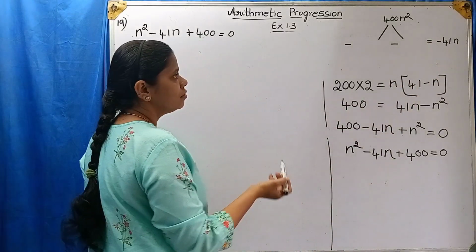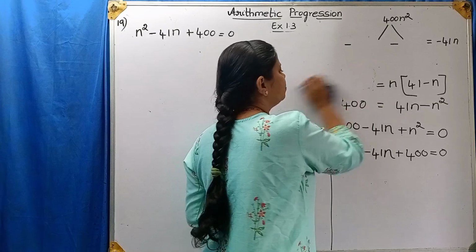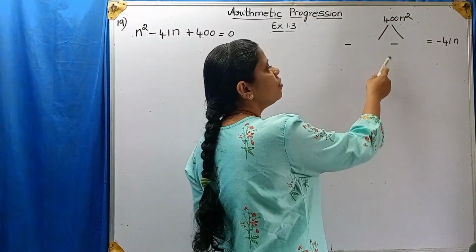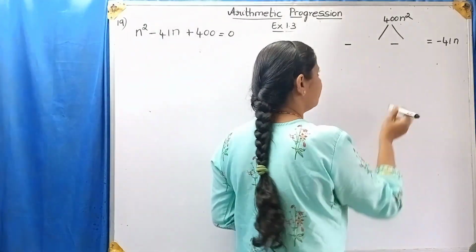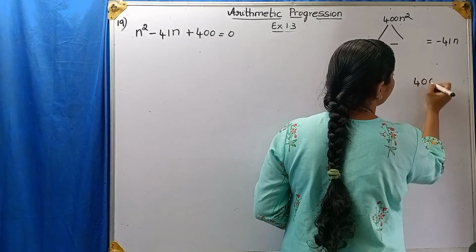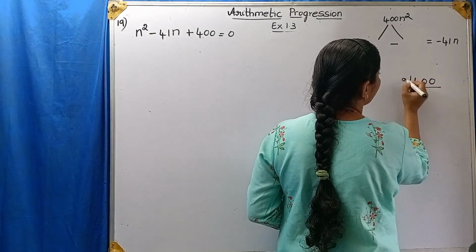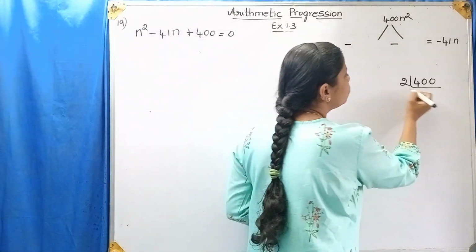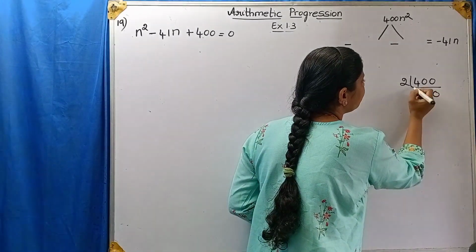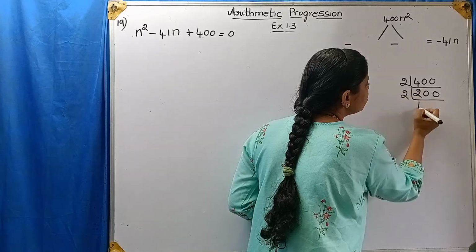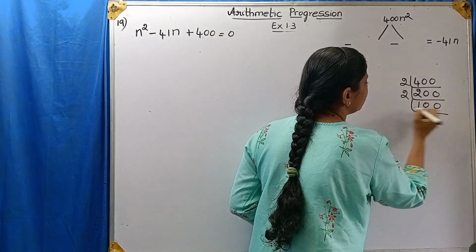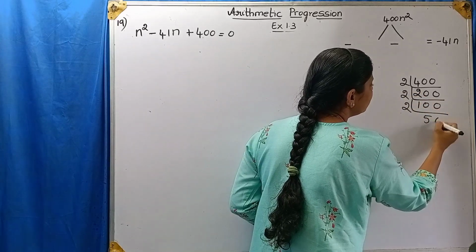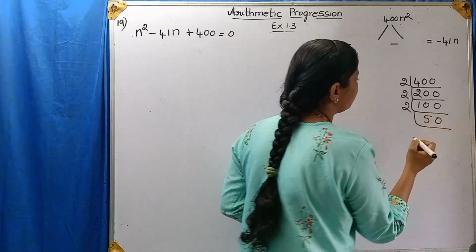Okay. Let me rub this. Now let us find those numbers. 400. Let us do it by the prime factorization method. 2 2s are 4, 0 0. 2 1s are 2, 0 0. 2 5s are 10, for this 0.